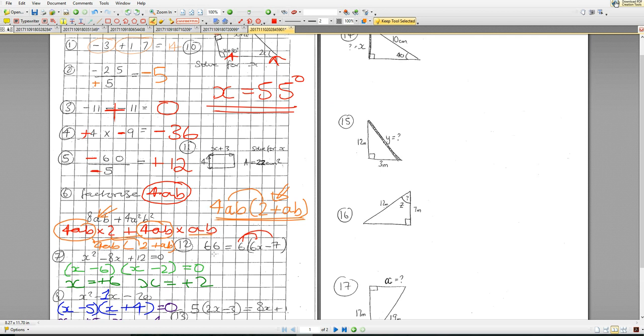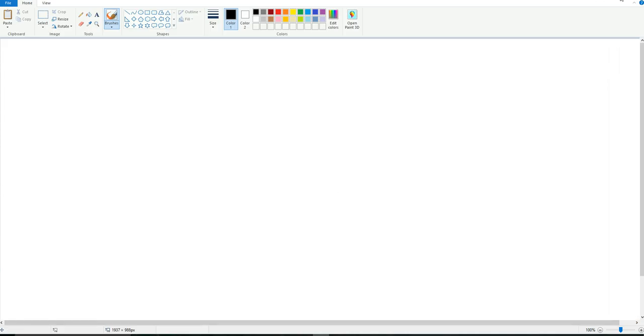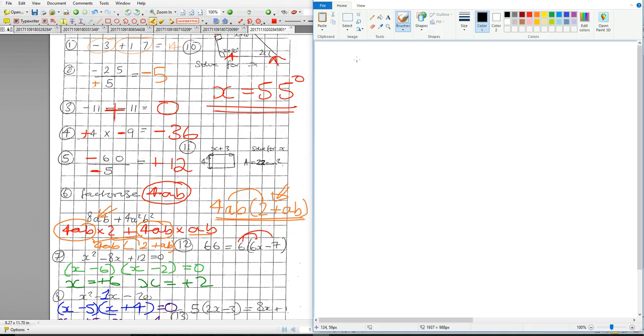We have 66 equals 6 times by 6x minus 7. Let's get our paint up here. Let's make it smaller a bit. Okay, let's write it in there. 66 equals 6 times by 6x minus 7.